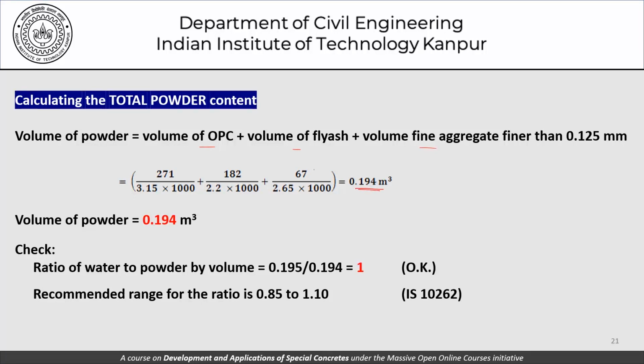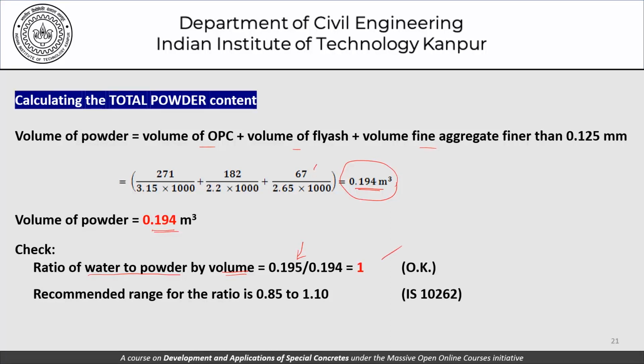So the 67 is contributing to this 194, and the volume of powder is 19% as far as the volumetric ratio is concerned. So now the ratio of water to powder by volume is 0.195 by 0.194. 0.195 is 195 kgs per cubic meter of water that we started with, and 194 is what we got here, and that is how we can calculate the water powder volume ratio.